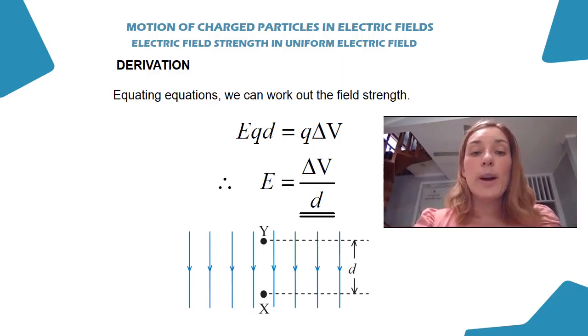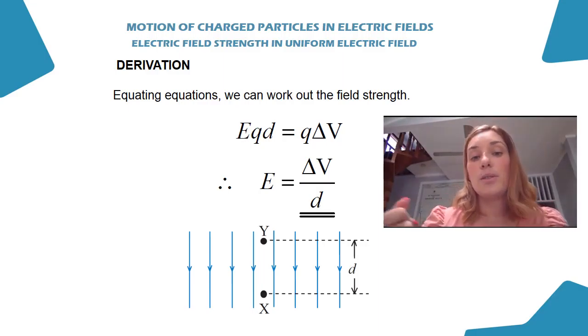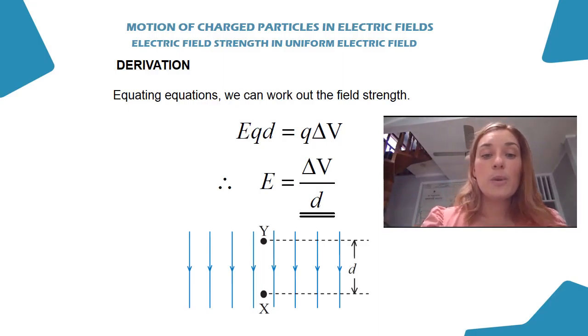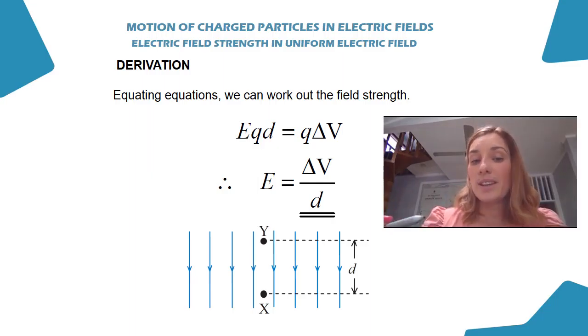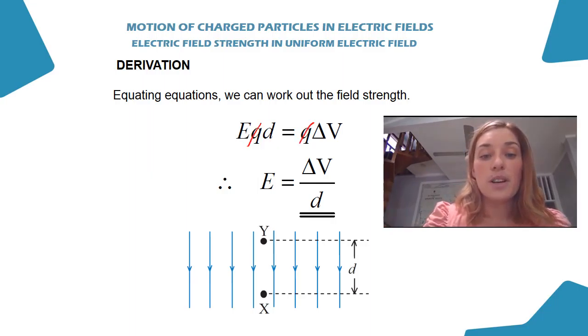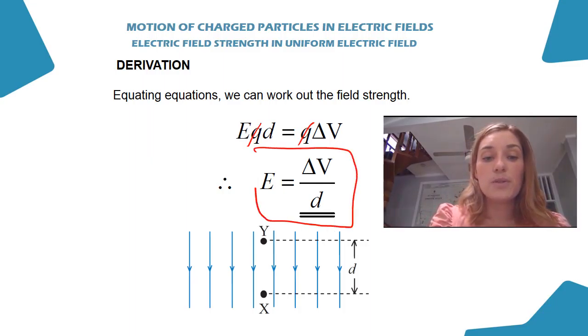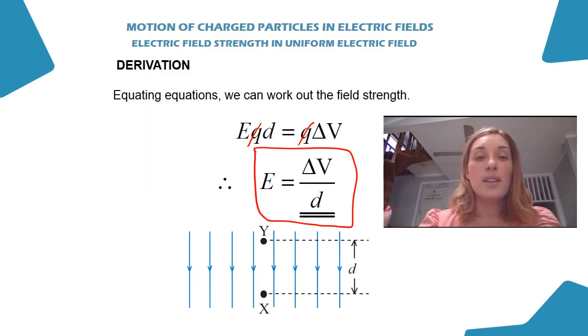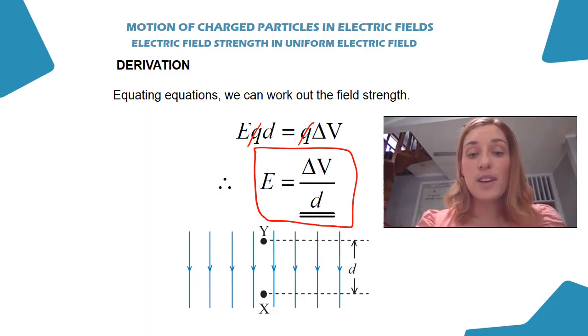Alright, so if we now equate those two equations, the Q delta V equation, with our new formula EQD, we can cancel out our Q's from each side and rearrange for E, and what we get left with is a new way to calculate electric field strength vector utilizing the potential difference between the two plates, or the potential difference between the two particular places that the charge is found, and dividing that by the distance that they've actually moved.